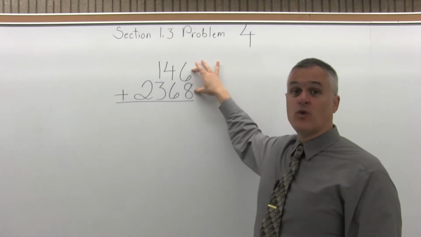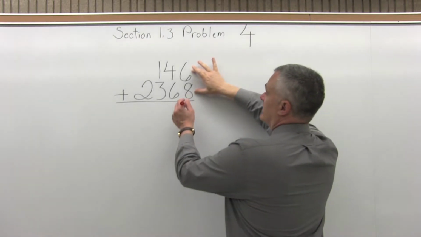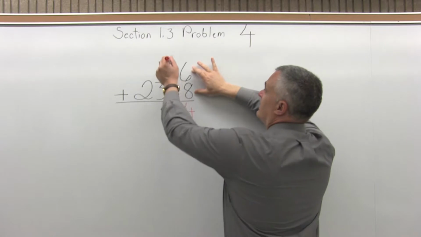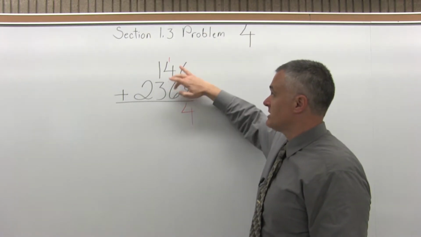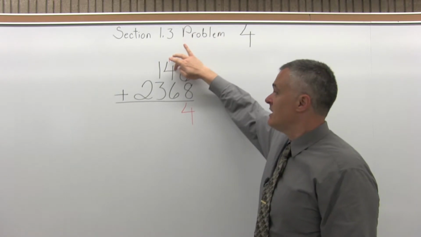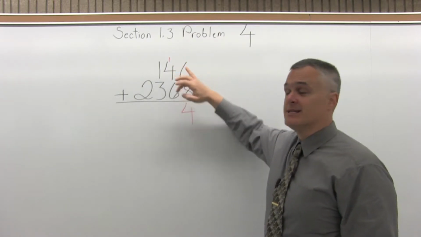6 plus 8 is 14. So for 14, we'll write the 4 from the 14 and carry the 1. And then we can add the next column, 1 plus 4 plus 6. So 1 plus 4 is 5. 5 plus 6 more is 11.